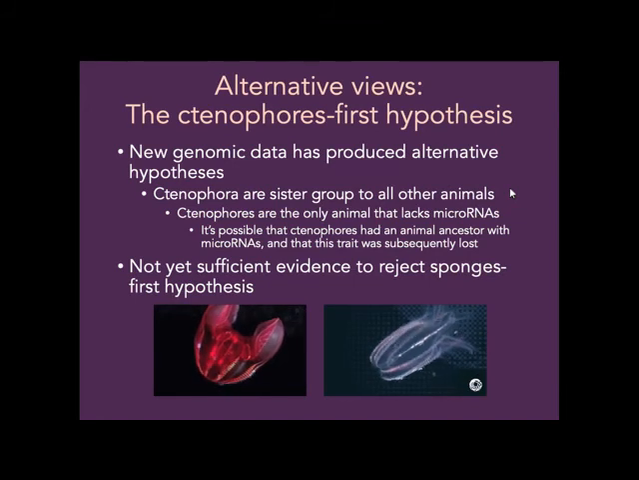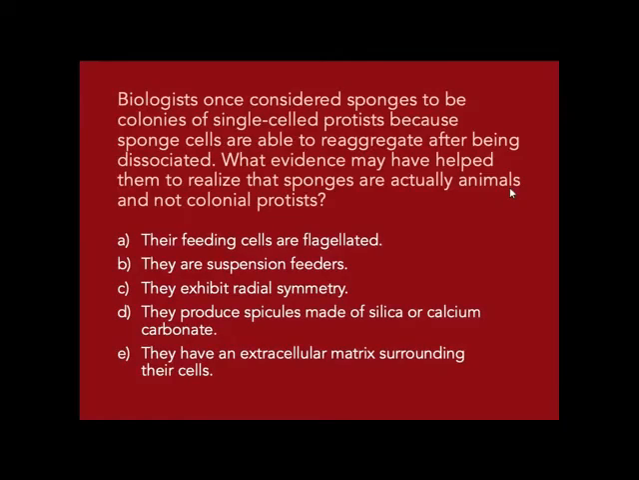Okay, so biologists once considered sponges to be colonies of single-celled protists because sponge cells are able to reaggregate after being dissociated. What evidence may have helped them to realize that sponges are actually animals and not colonial protists?